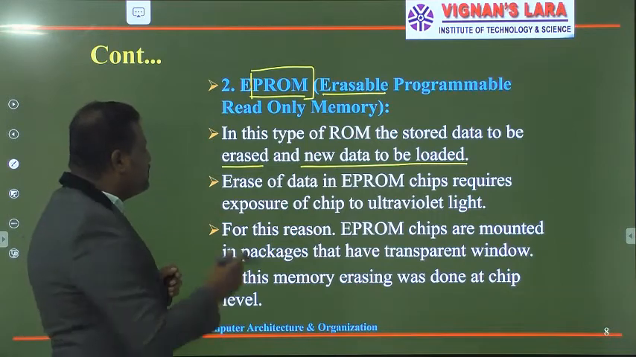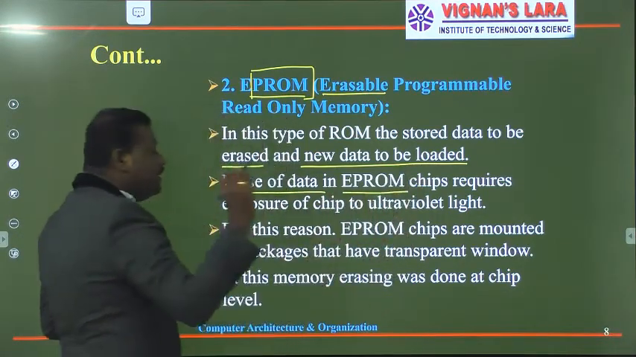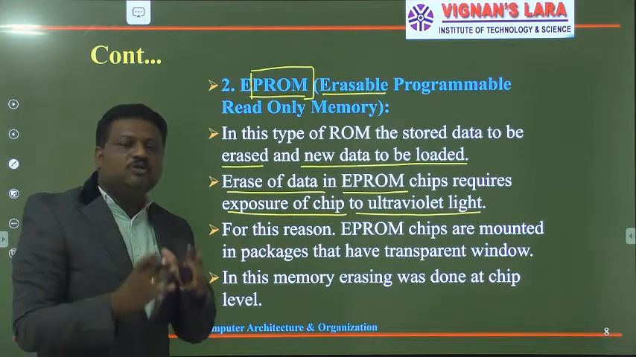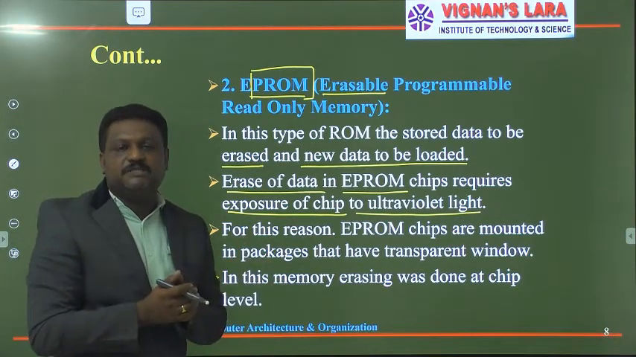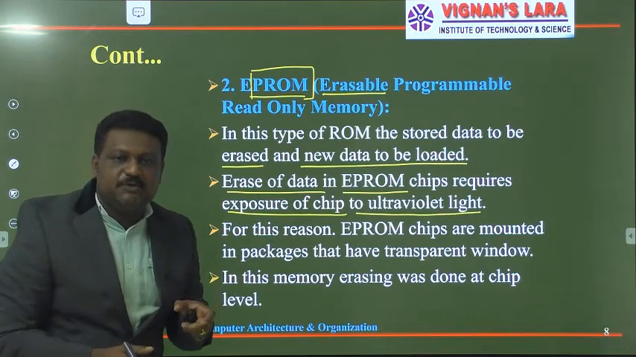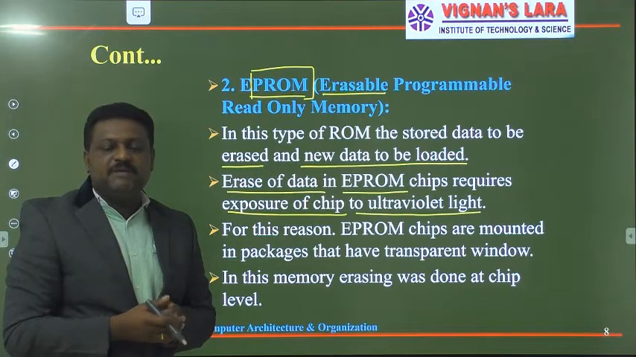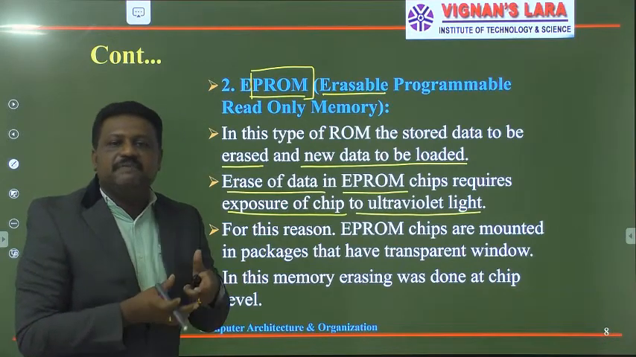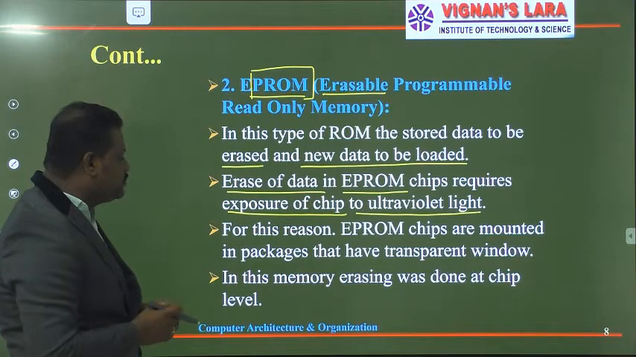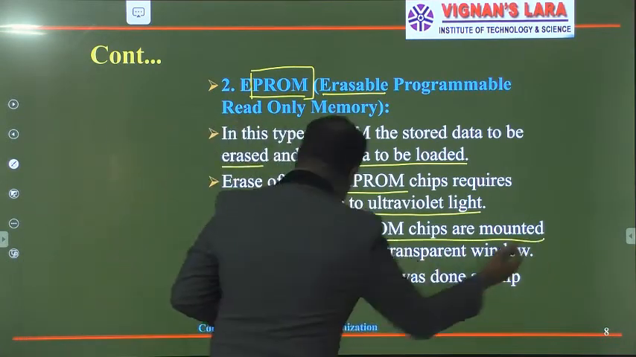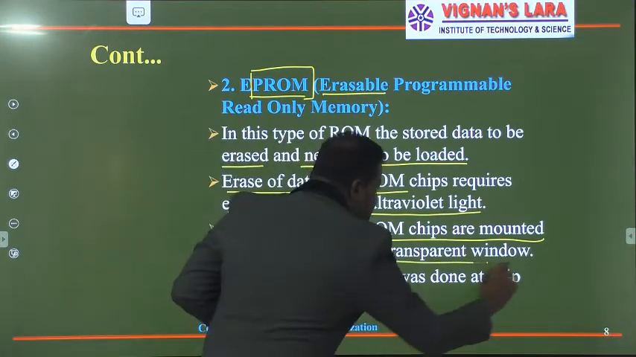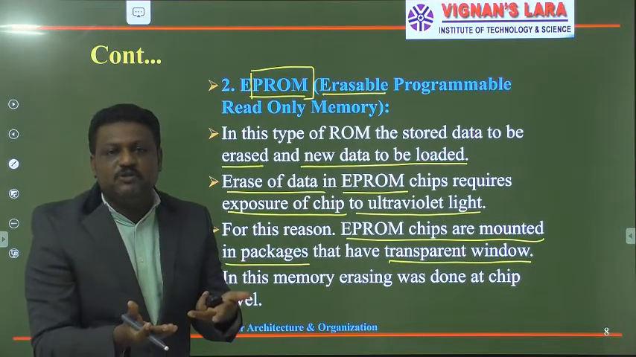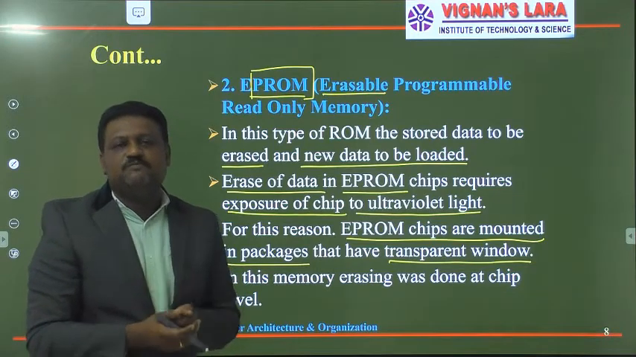But an important thing you have to remember: erasing data in EPROM chips requires exposure of the chip to UV light, or ultraviolet light. In order to erase the information already present in these memory chips, I simply have to expose them to UV light. That means we make our memories such that I can erase the information of the memory locations by simply exposing the memory chip to UV light. For this reason, EPROMs are mounted in packages that have a transparent window. That means on the top of the IC there is a window. Once that window is exposed to UV light, automatically the information present on that memory chip is erased.